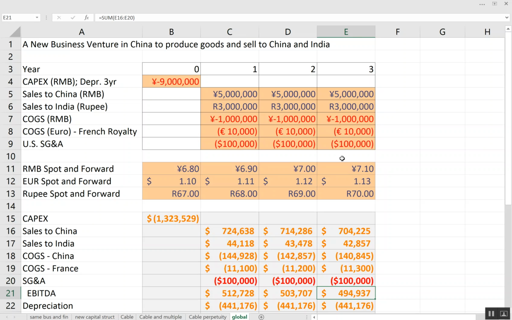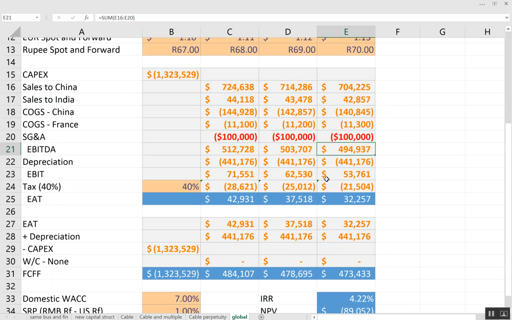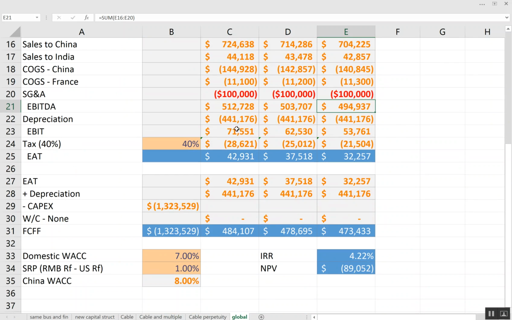And now I can just do the regular NPV formula that I've done for every other one. I can then calculate taxes, get earnings after tax, or earnings after tax before interest. I can then add back depreciation, subtract CapEx, take care of any working capital, in this case negative, and calculate an NPV and IRR.